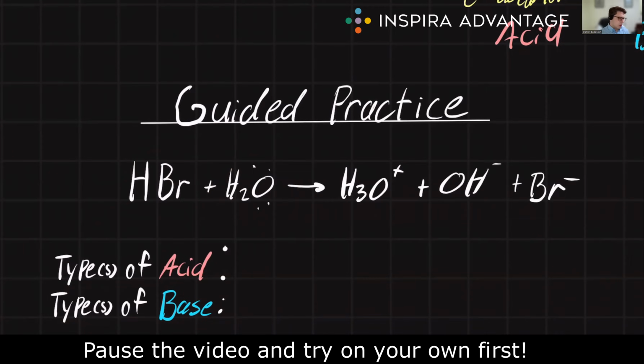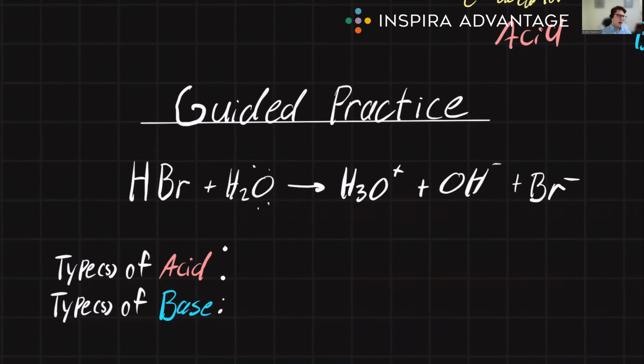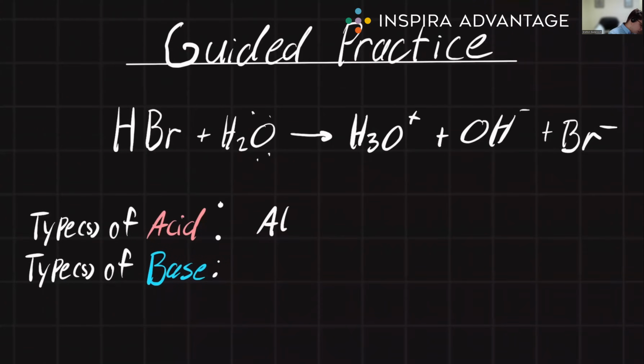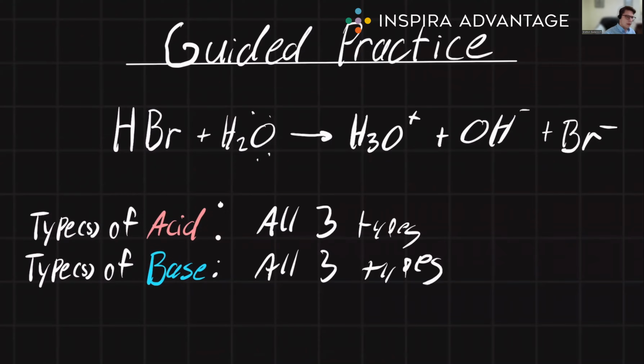Okay. So you've had some time to think this one through, and we're starting off very complexly here. If we look at what's going on here, we have all three types for both the acid and the base. So this is an Arrhenius acid, a Bronsted-Lowry acid, as well as a Lewis acid, and same for the bases. Okay, so we figured that out, but which one is the acid and which one is the base?